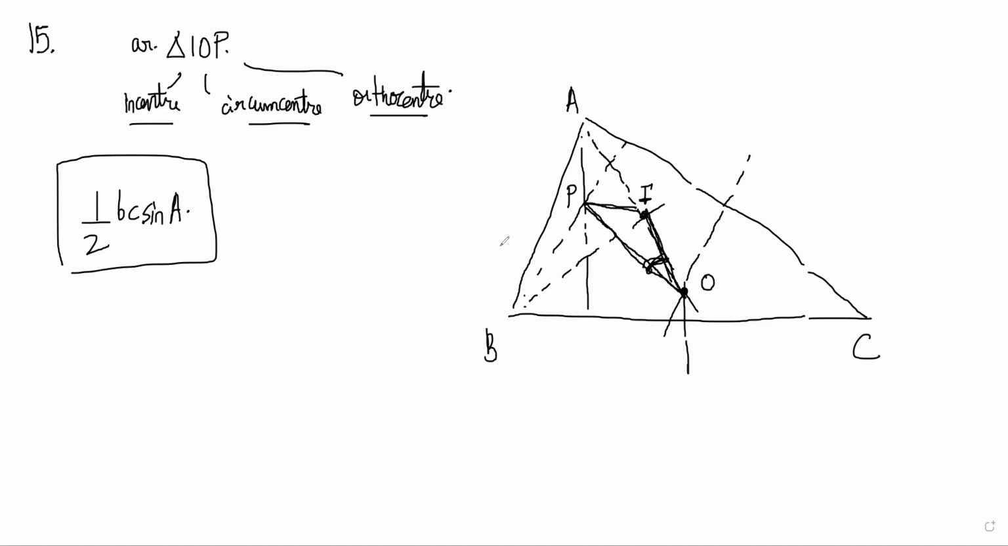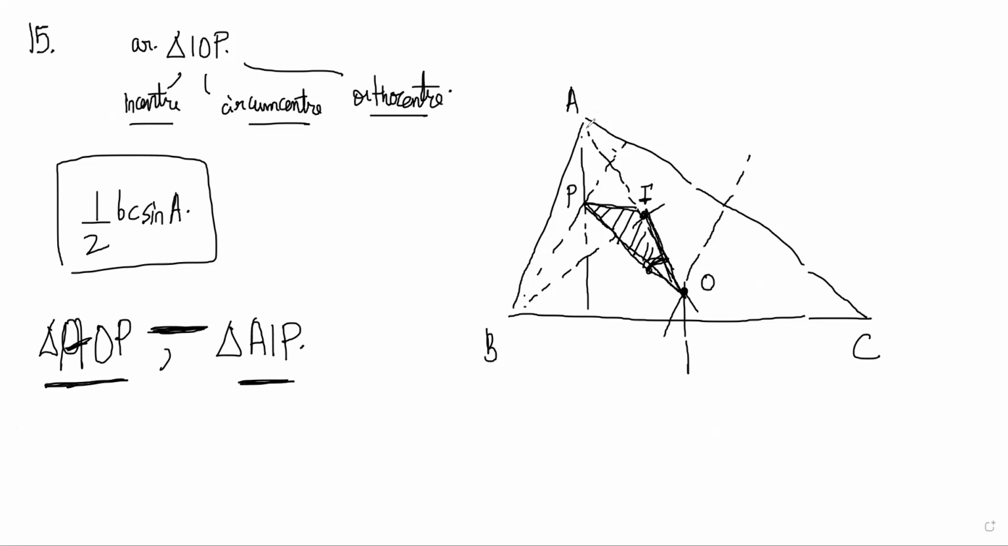So what you can do instead is think of triangle. We have to find the area of IOP, right? So think of triangle AOP and triangle AIP, and subtract. AOP will be which triangle? This big triangle, right? AIP will be the small triangle.